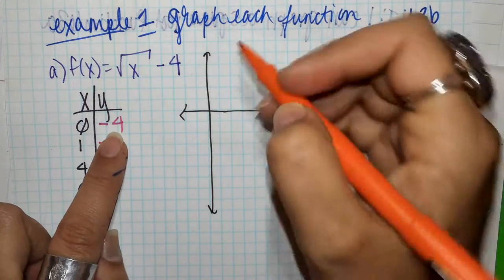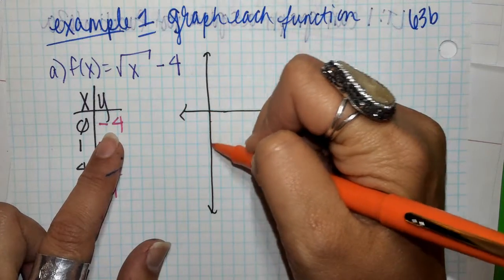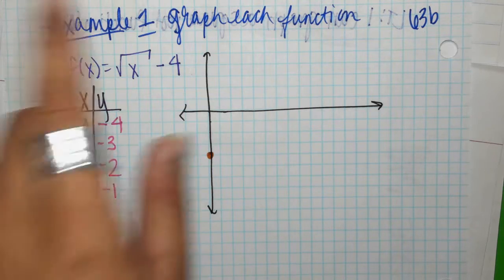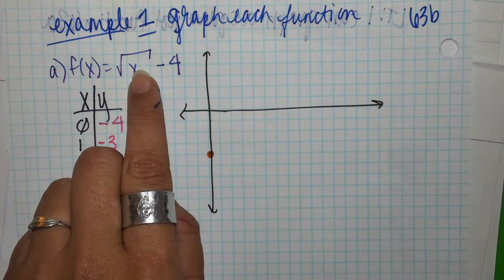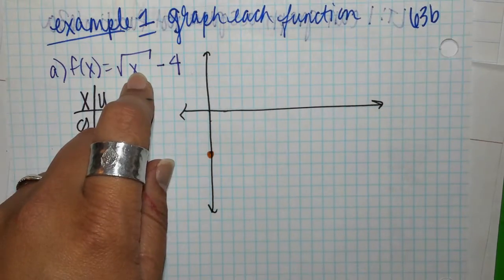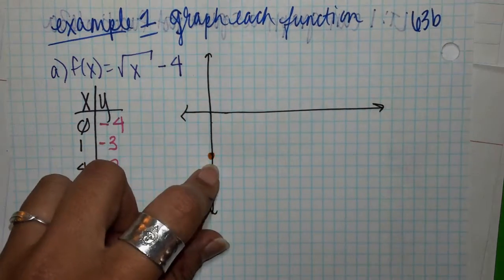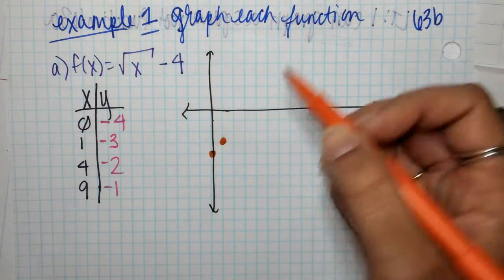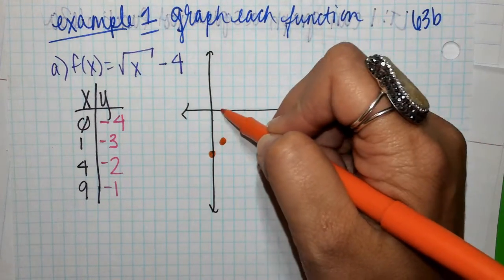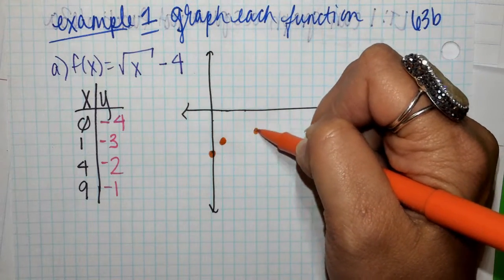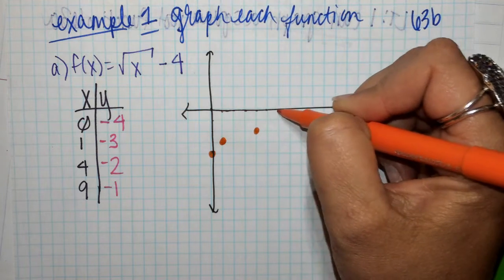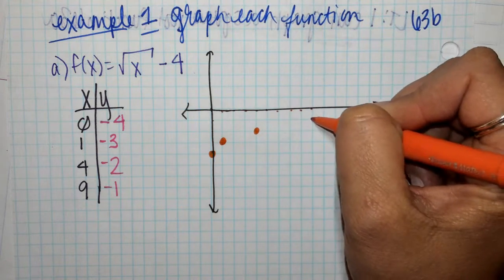Alright, 0, negative 4. So we don't go left or right, and we go down 1, 2, 3, 4. Put a dot. Is that my starting point based on my equation? Yes, it is, because we don't have an h, so that's 0, and minus 4 would go down 4. Alright, then 1, negative 3. Right 1, down 3. 4, negative 2. Right 4, down 2. And 9, negative 1. Right 9, down 1.